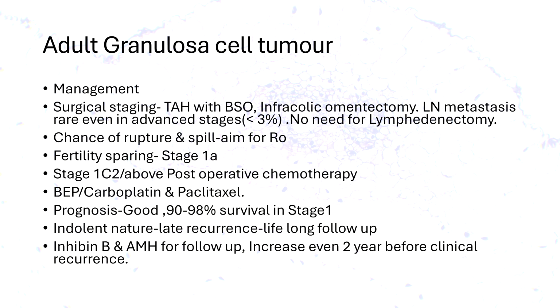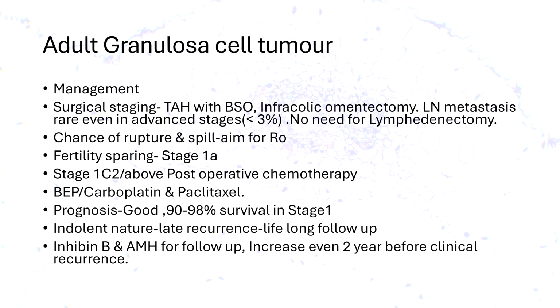Coming to management, surgical staging is the primary management, where we will do total abdominal hysterectomy with bilateral salpingo-oophorectomy and infracolic omentectomy. Lymph node metastasis is rare, even in advanced cases, maybe less than 3%, so there is no need for lymphadenectomy. But during surgery, due to the highly friable and hemorrhagic nature of the tumor, the chance of rupture is high and spill may occur.